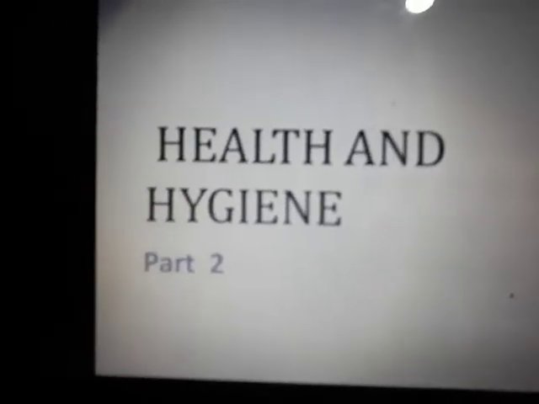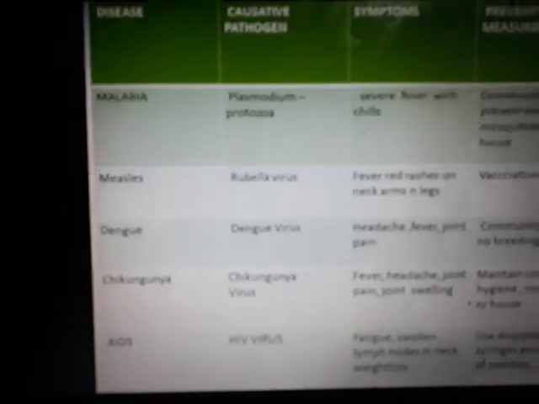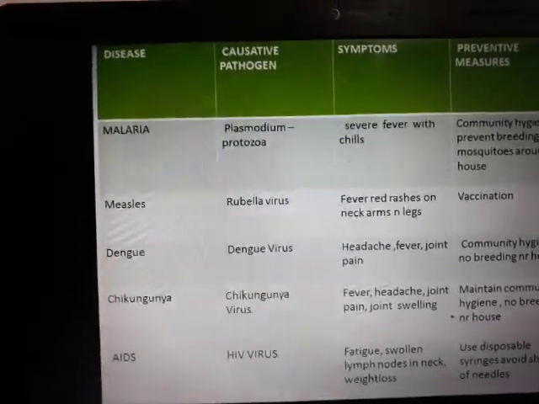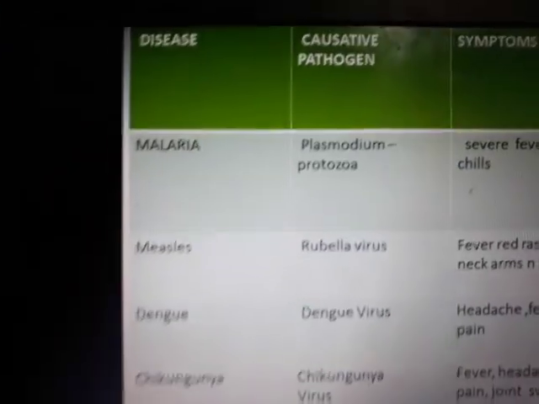Okay, hello children. Welcome to the biology session. We are here with health and hygiene. We are done with part 1. Here we are going to start with part 2 today. A few of the diseases and organisms, their symptoms and the preventive measures we have covered for today.